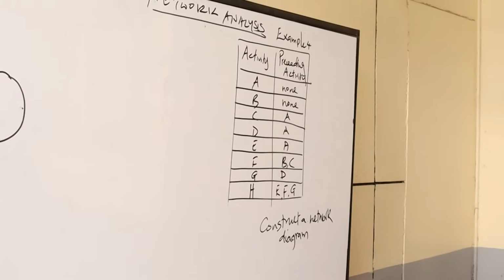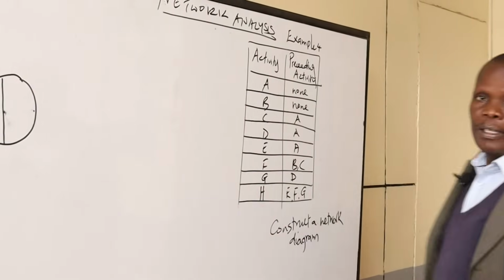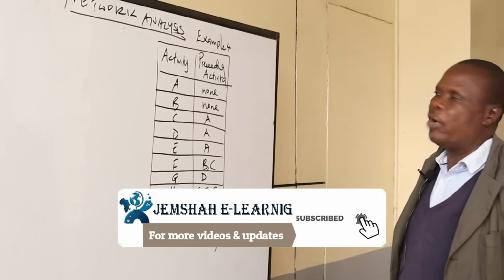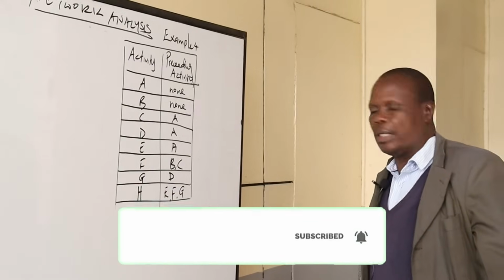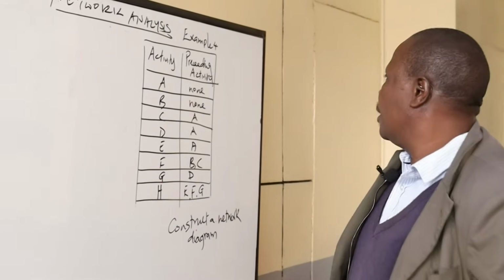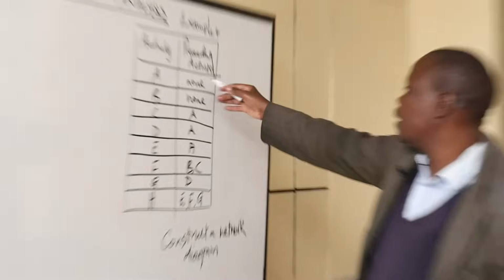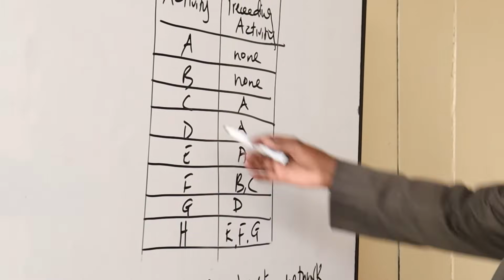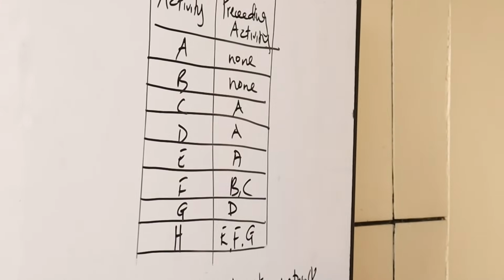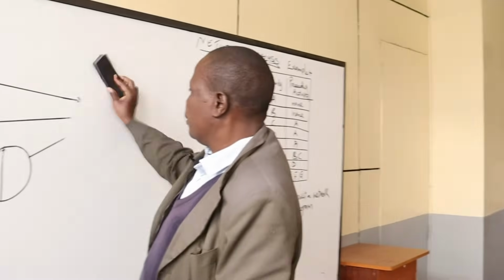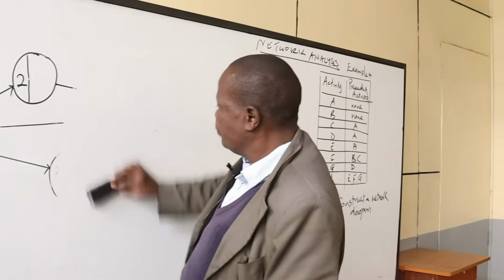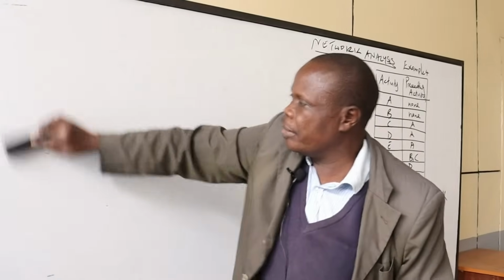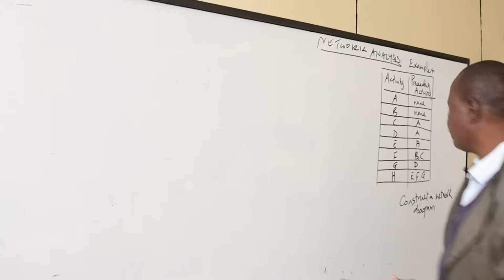So now, this is example 4 of how to construct a network. Activity A, preceding activities none. Activity B, preceding activities none. Activity C, preceding activities A. So this is the diagram representing that network. This is the network diagram for that project.